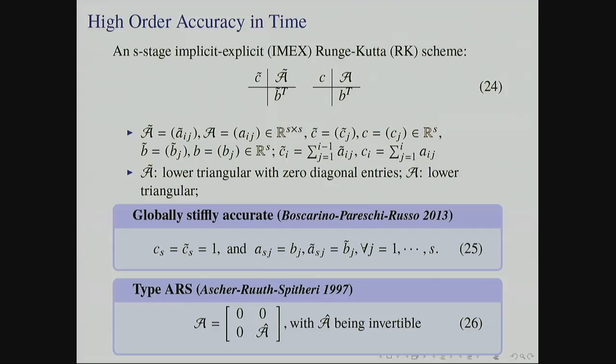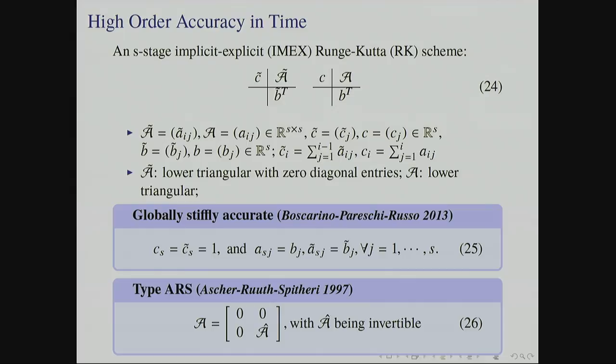That's the globally stably accurate. So this can guarantee if I start with well-prepared initial, then my solution will always stay close to the local equilibrium, regardless at the full RK stage or the intermediate stage. So that's actually a very nice property. We also require the implicit part, this is the implicit part of the Butcher table, the matrix A, has a specific structure.